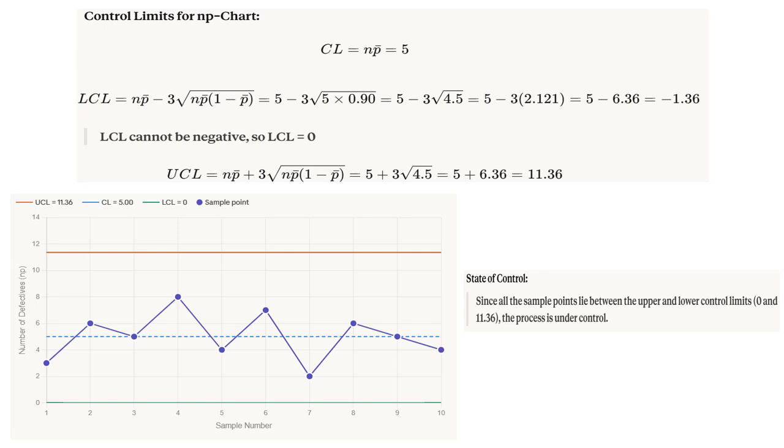to 11.36. So from the given values, we can draw an NP chart, and from the chart it is visible that all the sample points lie between the upper and the lower control limits, that is in between 0 and 11.36, and therefore the process is fully under control.